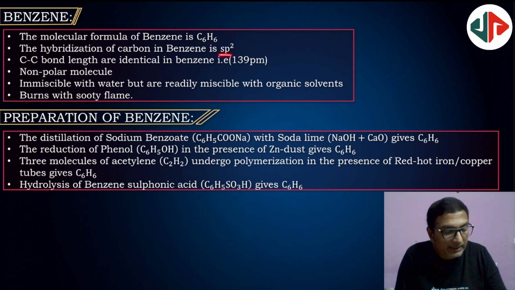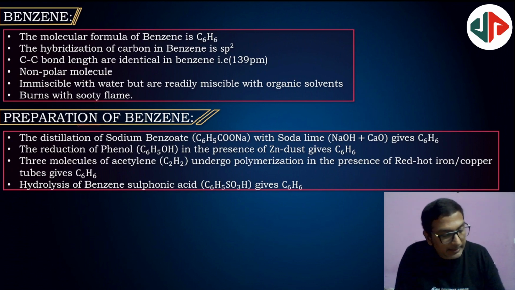Hybridization of the carbon atom in benzene is sp2. The carbon-carbon bond length is 1.39 angstrom units or 139 picometers. Next, it is a non-polar molecule. Charges will be 0. It burns with a sooty flame. All aromatic compounds will give a sooty flame.